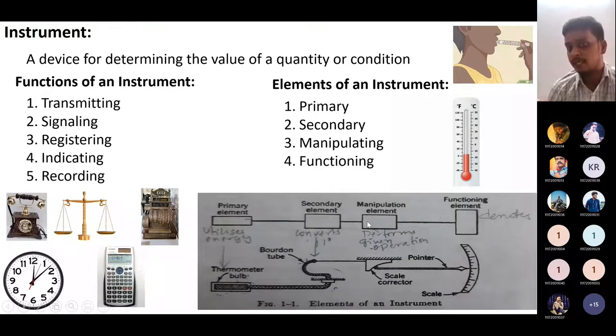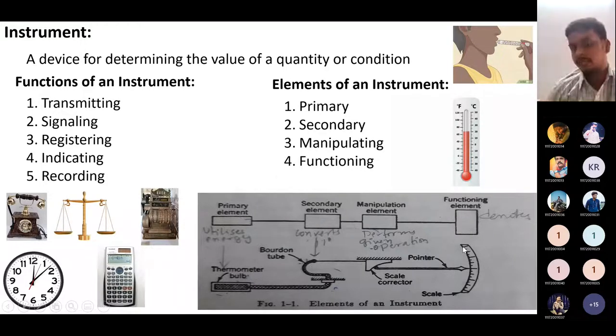Like the next element will be the manipulating element, which performs the given operation. What is the temperature here? It will be indicated without any deflection, by a scale corrector that performs the given operation. Sometimes this scale will be just deviating up and down like this. So in order not to have that type of errors, this scale corrector will perform an operation so that a pointer will accurately show what is the temperature at this location on a calibrated scale. So this scale corrector is a manipulating element, and this pointer, along with this scale, is a functioning element.